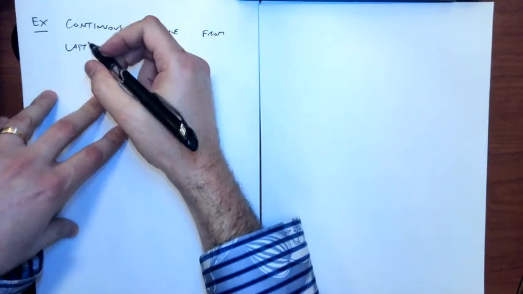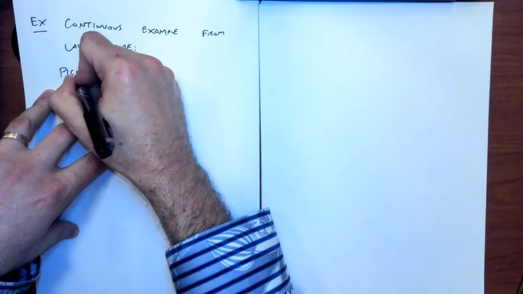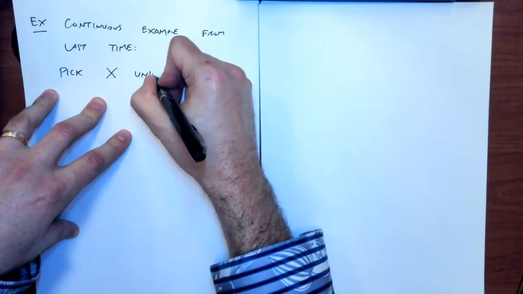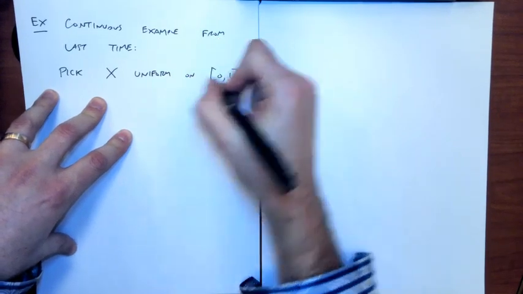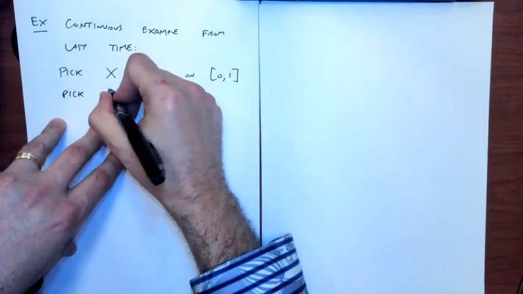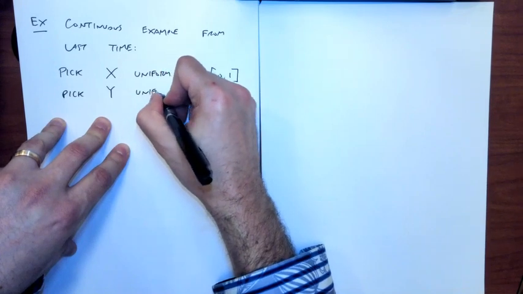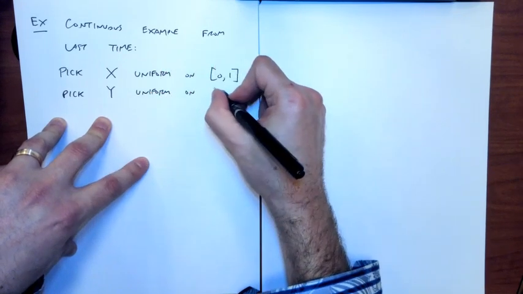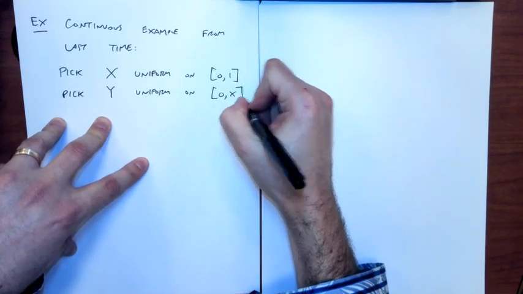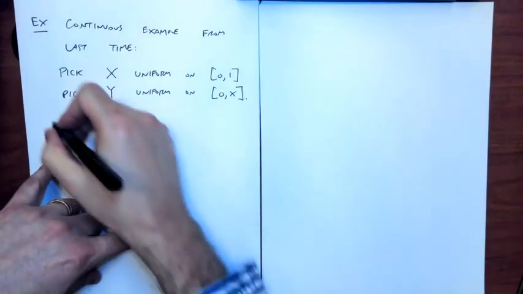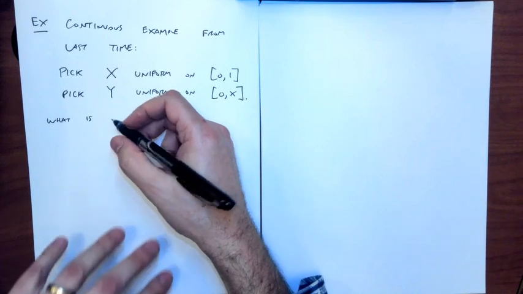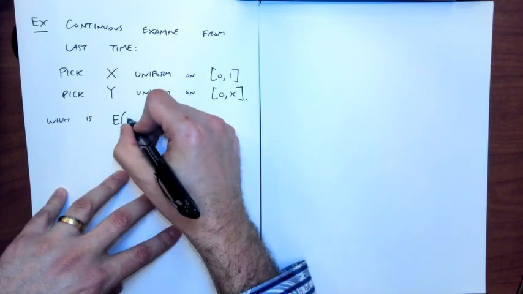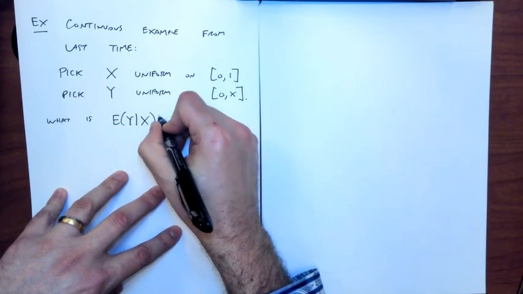Which was the following. I pick x as a uniform random variable on 0, 1. And then I pick y as a uniform random variable on the interval 0 to x, right? What is, well, first let me ask, what is the expected value of y given x?